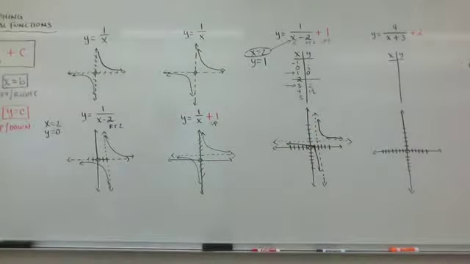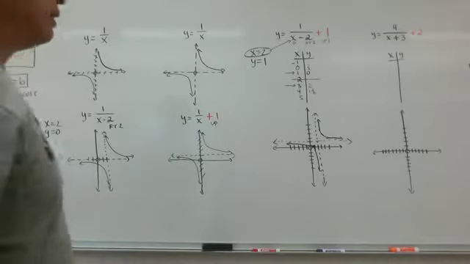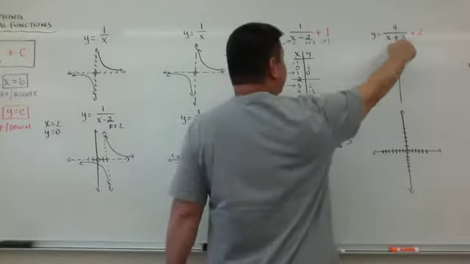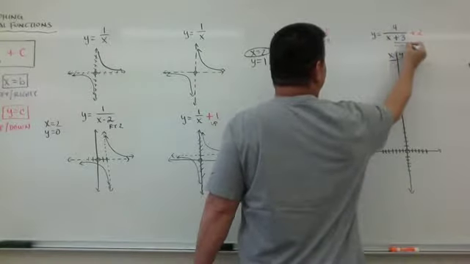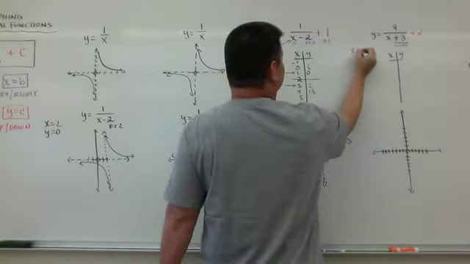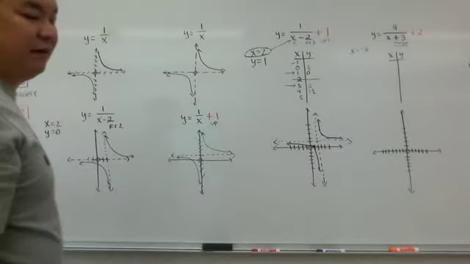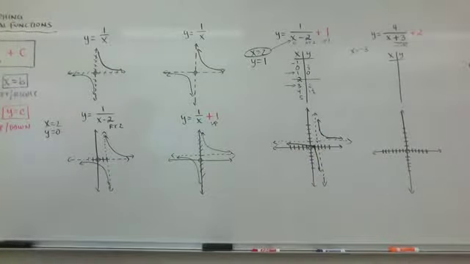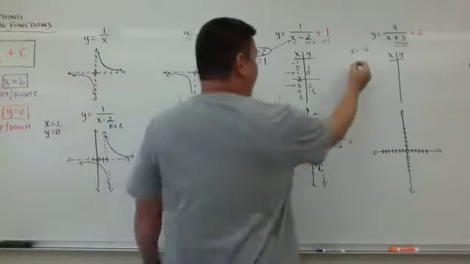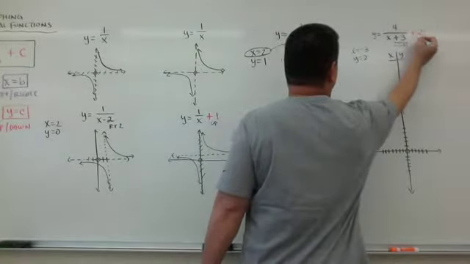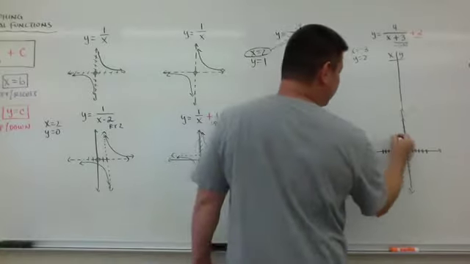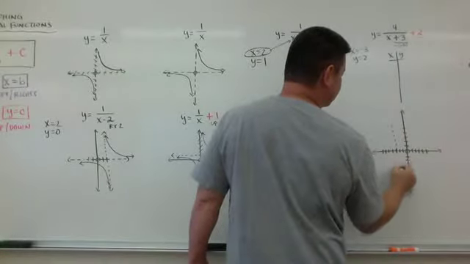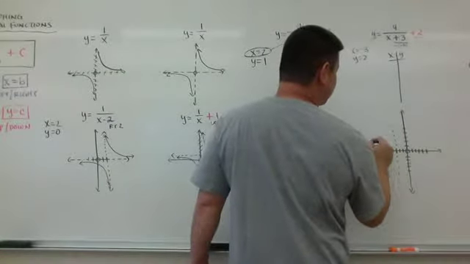So here's another one here. So my vertical asymptote, because it's a +3, that's like saying minus -3. So it's x equals -3 is my vertical asymptote. And then y equals +2 is my horizontal. So -3 would go here. +2 would go here.